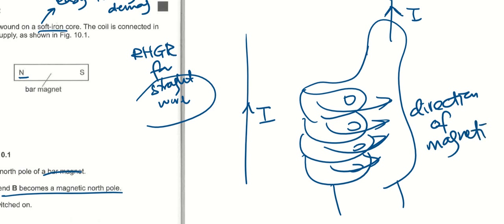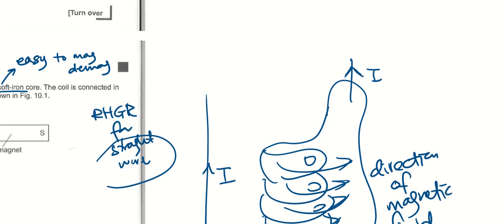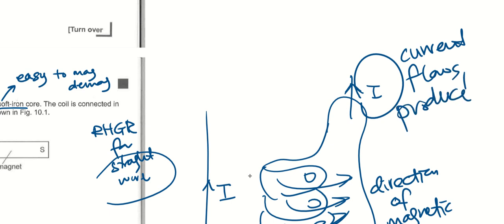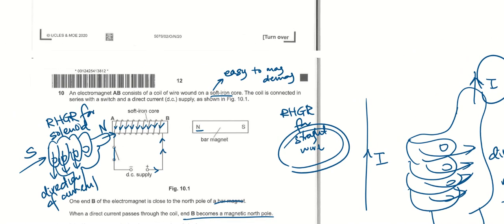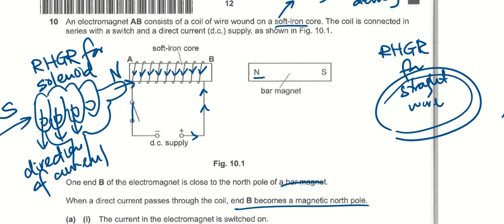Why is there a magnetic field? I always ask this in class. Whenever current flows, it will produce a magnetic field. The current can either be flowing in a straight wire or in a solenoid. Whatever the case is, it will produce a magnetic field.